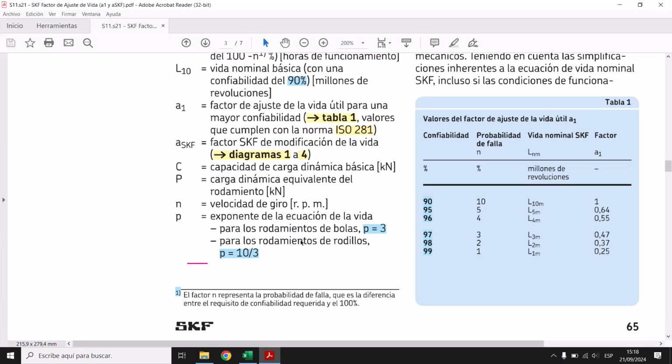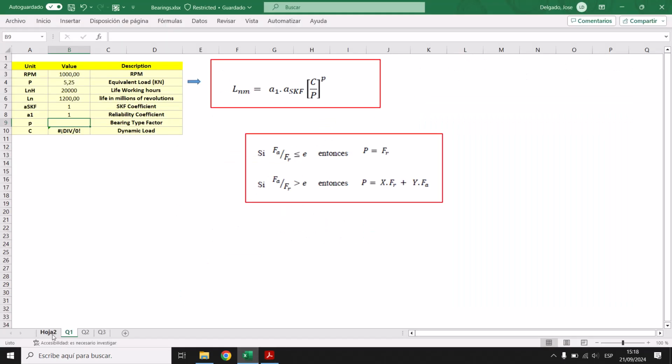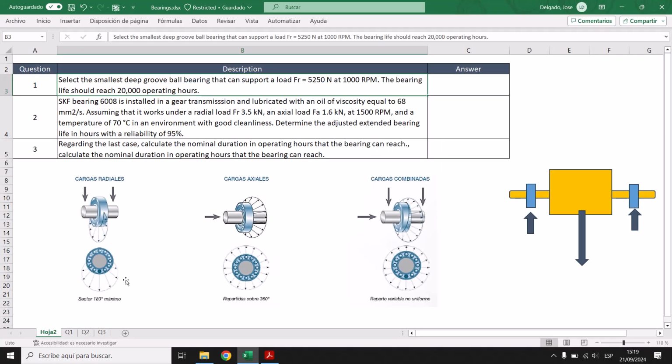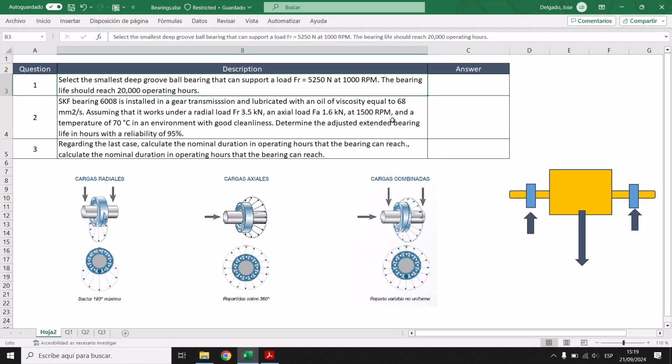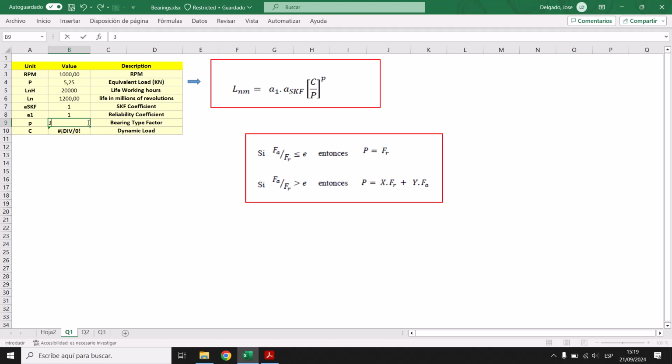In this case, the bearing type factor: when it's a deep groove ball bearing, it's gonna be 3. And when it's a roller bearing, it's gonna be 10 divided by 3. So here, for this sample, it's 3.